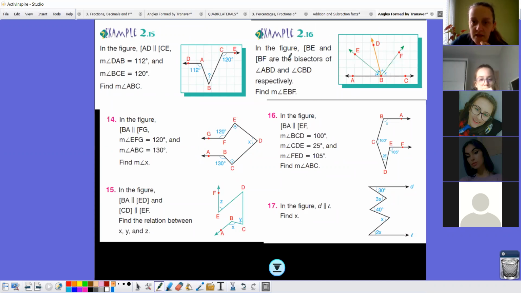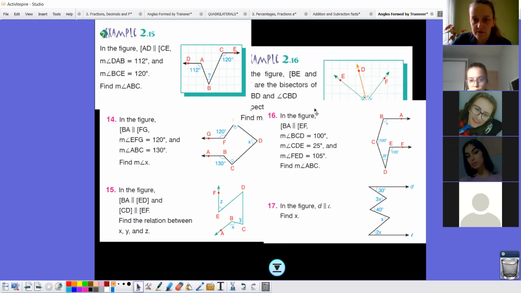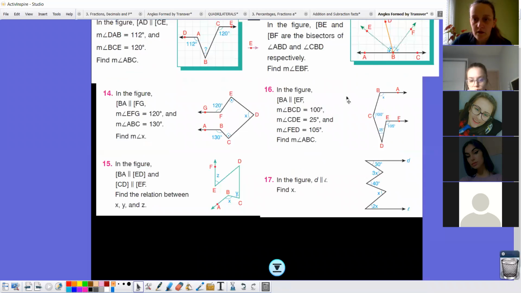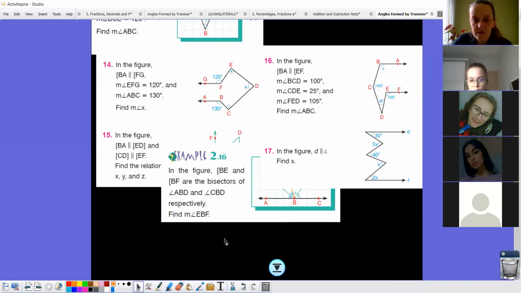Okay, this one here. It says in the figure BE and BF are the bisectors of ABD and CBD, respectively. Find the measure of angle EBF. Now, let's check if I can take only this one. Yes, great. Now let me take this here down.